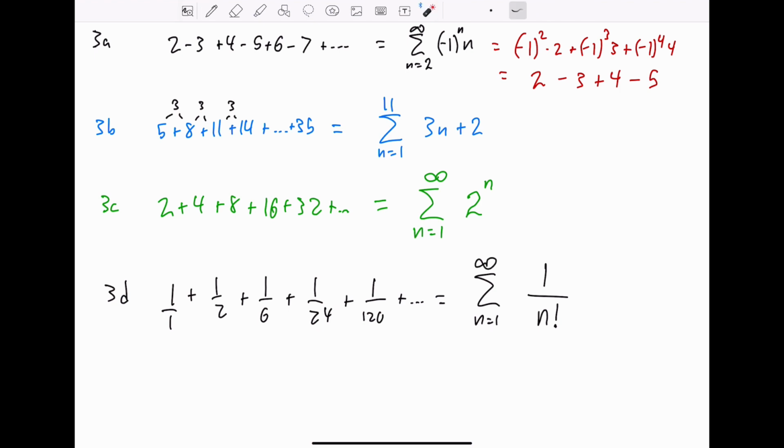So being comfortable with this pattern, 1, 2, 6, 24, 120, recognizing those numbers as the factorial numbers is very important.